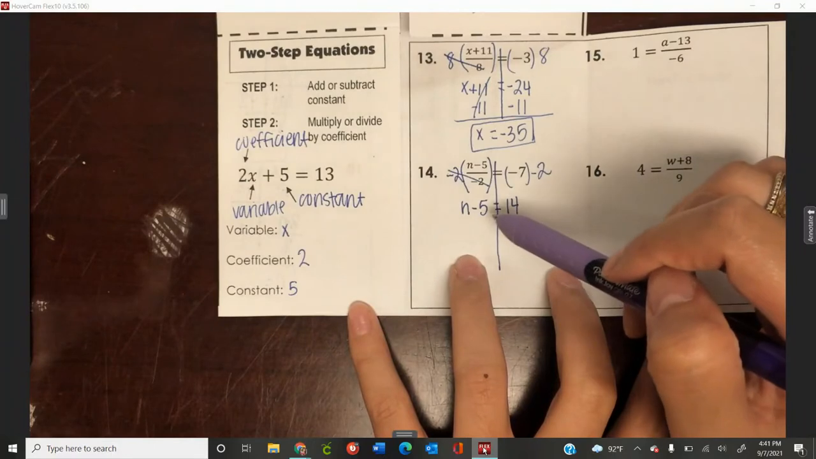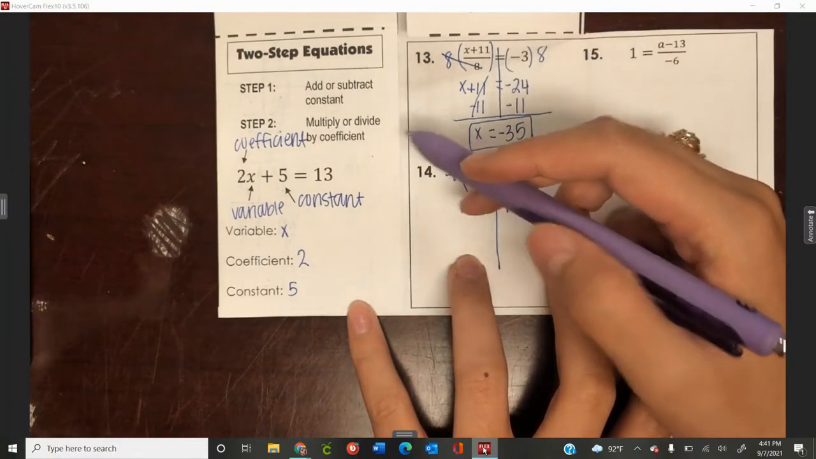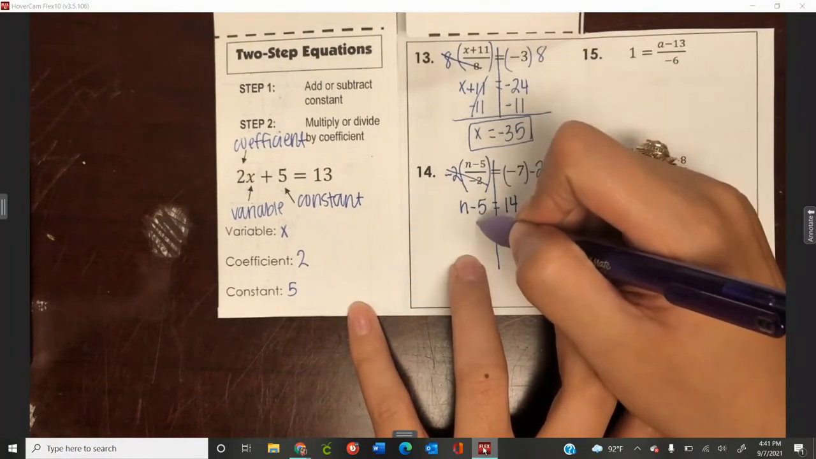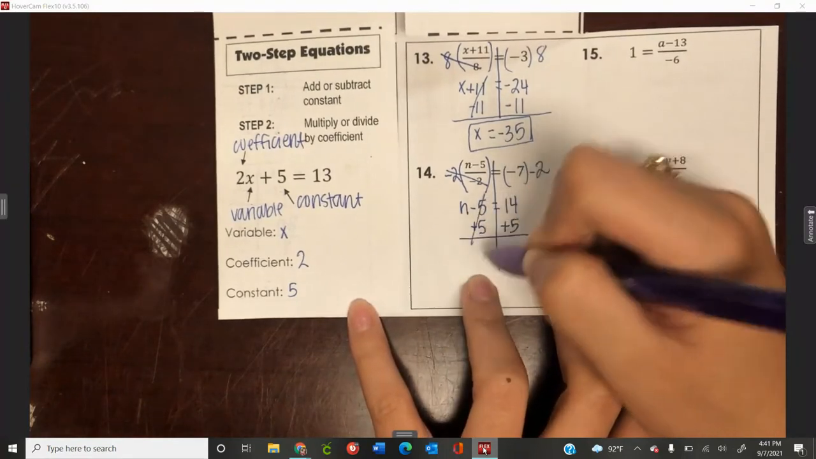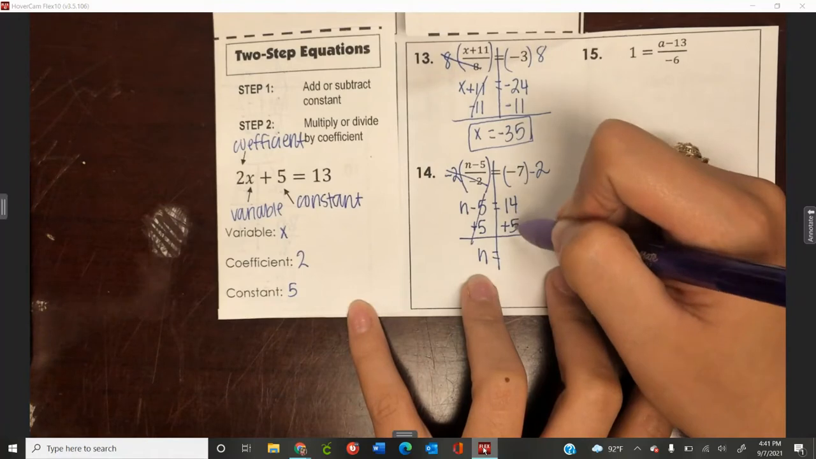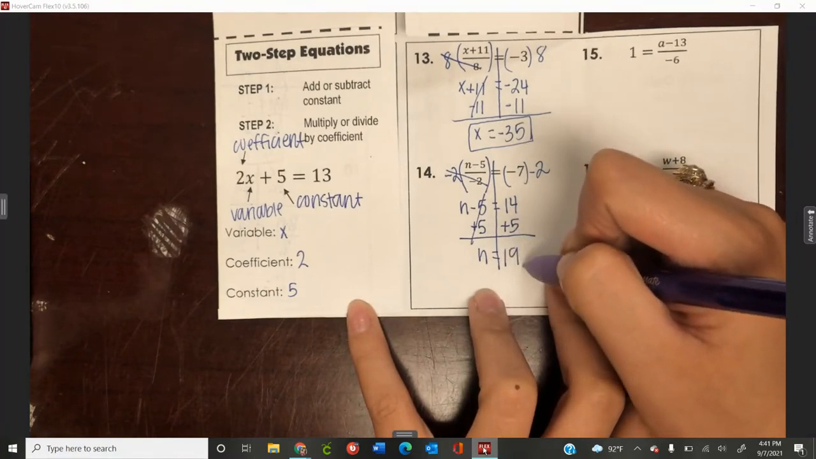So now we have to take care of our constant. So right now our constant is being subtracted, and I want to do the opposite of that. I want to undo it. So I'm going to add it to both sides. So this cancels out. I'm left with n equals 14 plus 5, which is 19.